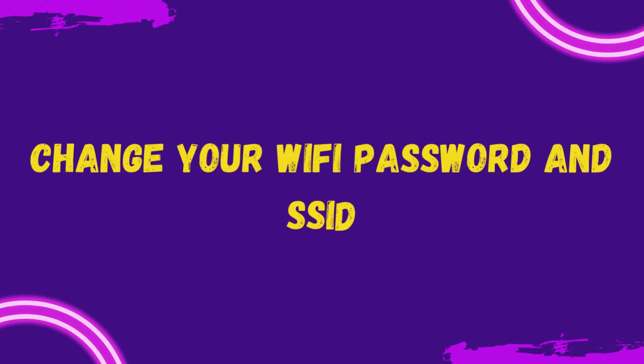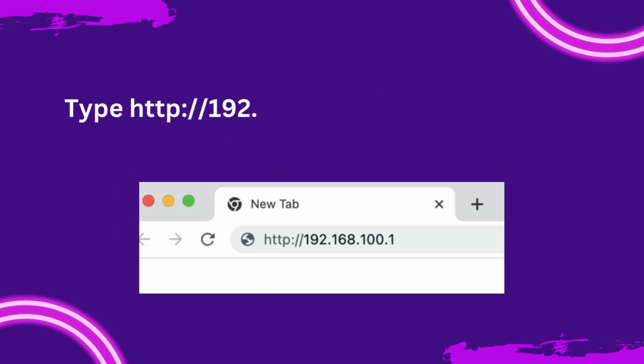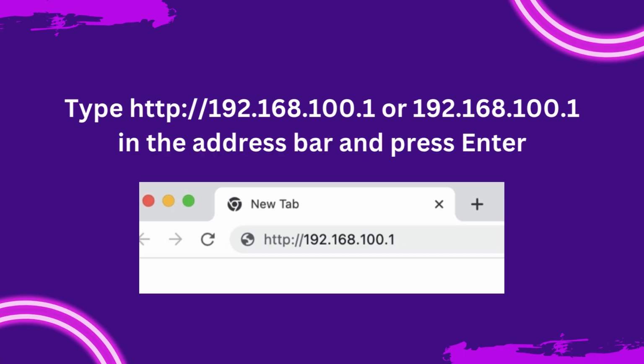Change your Wi-Fi password and SSID. Open a web browser of your choice. Type http://192.168.100.1 or 192.168.100.1 in the address bar and press Enter.